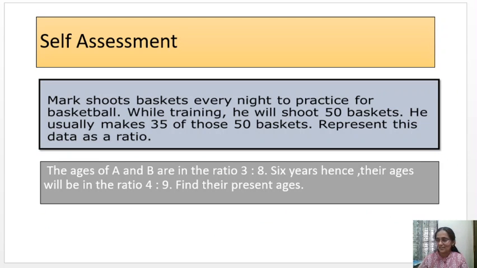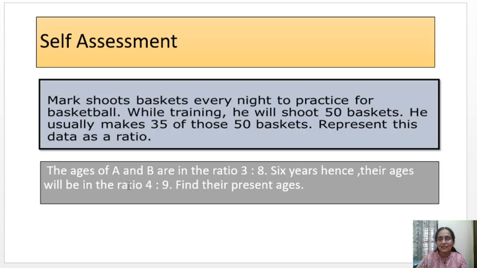Here there is a self-assessment question. First question is very easy. It can be done by you very easily. Read out the question and get the answer. Now let us read the second question. The ages of A and B are in the ratio 3:8. 6 years hence, their ages will be in the ratio 4:9. Find their present ages. Assign the ages of A and B as 3x and 8x first.